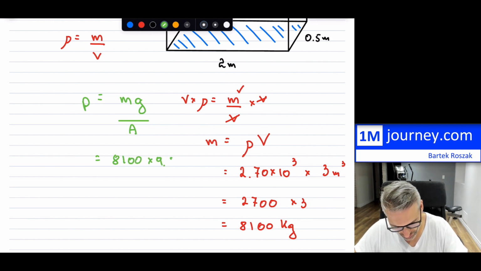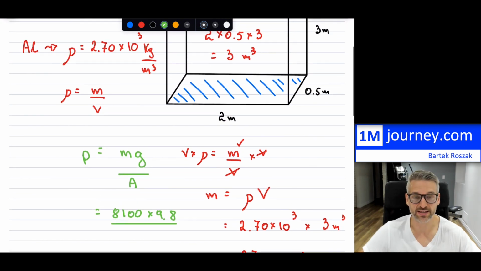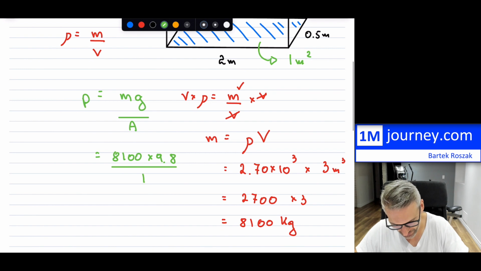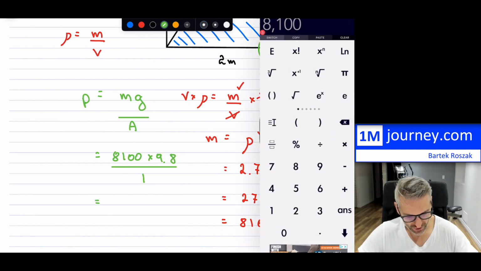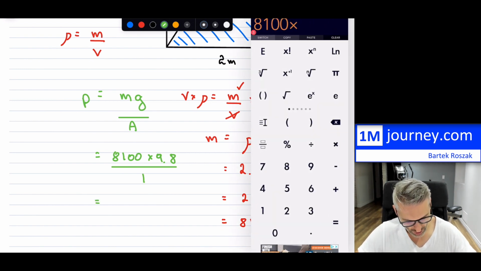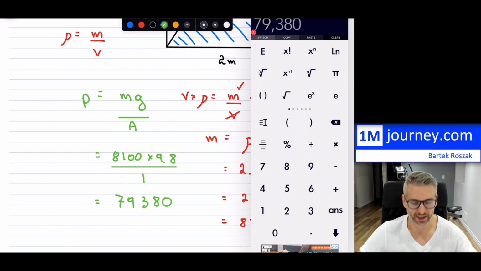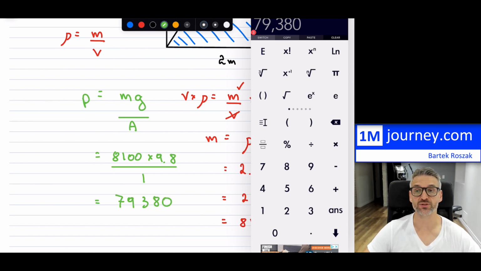G, which is 9.8, check. Now I still need my area, but the area is very easy to find because it's just 2 times a half, which is going to be 1 meter squared in here. So this is just divided by 1. And there is my pressure. So now I can just take this, multiply it by 9.8, divided by 1, and it is still going to be the same. I'm not going to be rounding anything because my goal here is to explain to you how you can find these pressures.